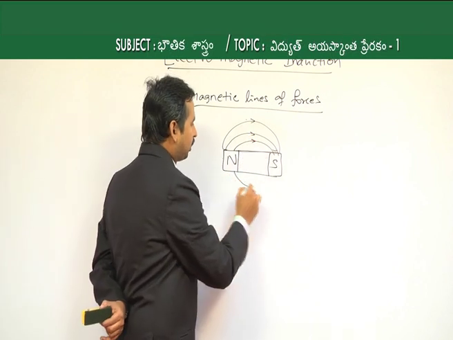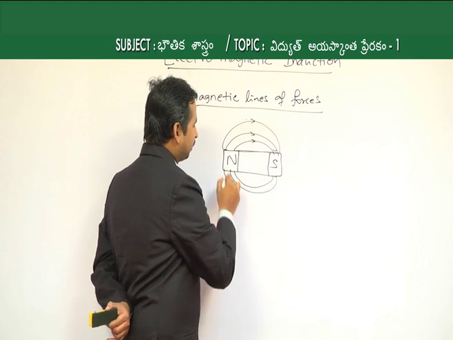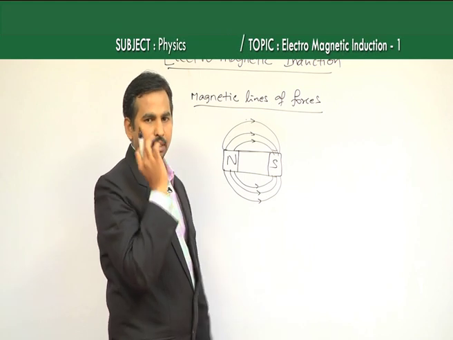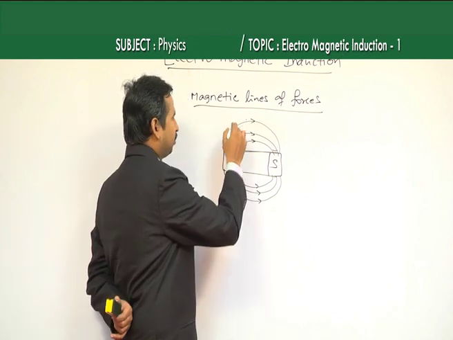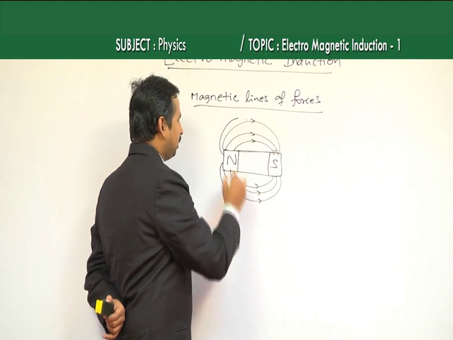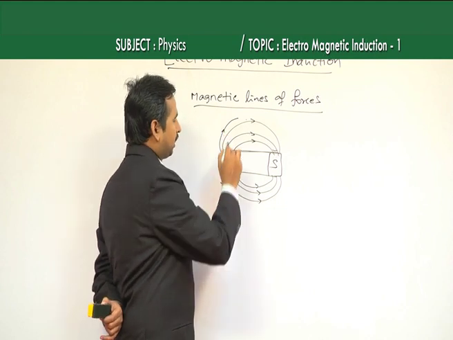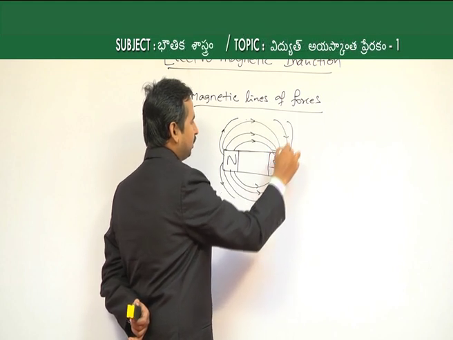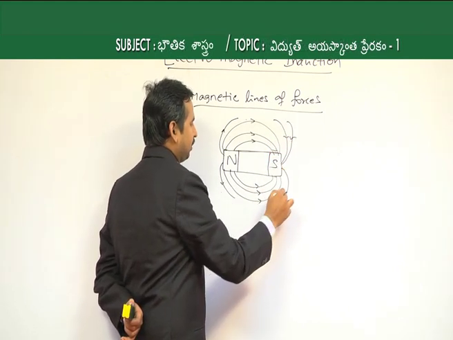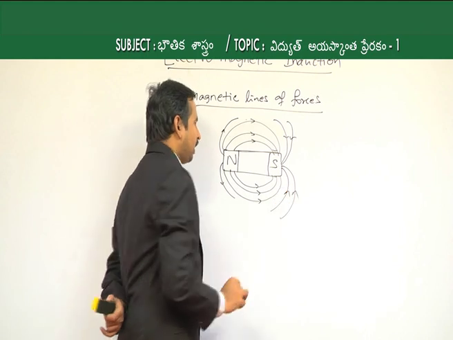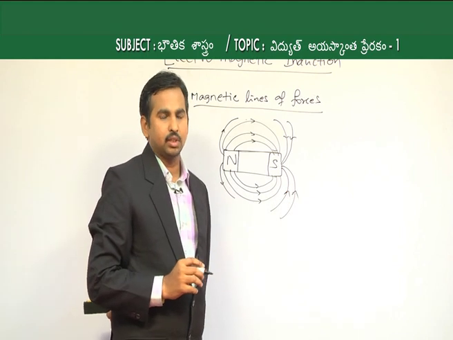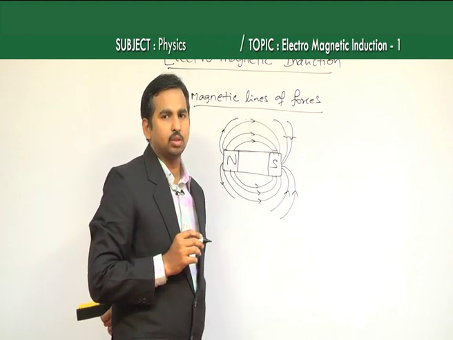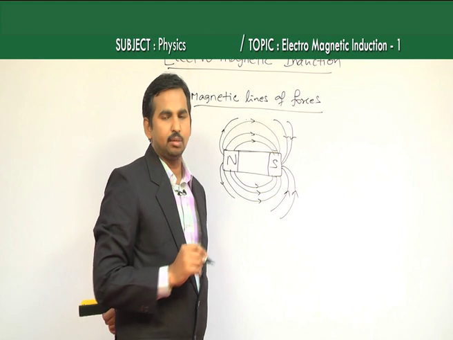In a similar way, around the complete magnet, these magnetic lines of forces are spread throughout. The lines start from the north pole and end on the south pole. Actually, magnetic lines of forces are closed curves: starting from the north pole, they end on the south pole outside the magnet.